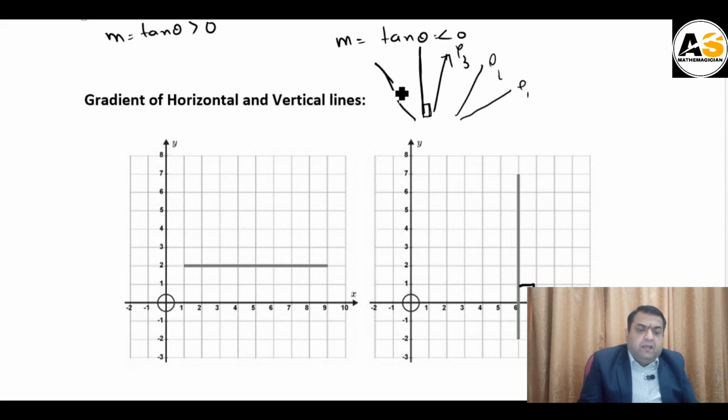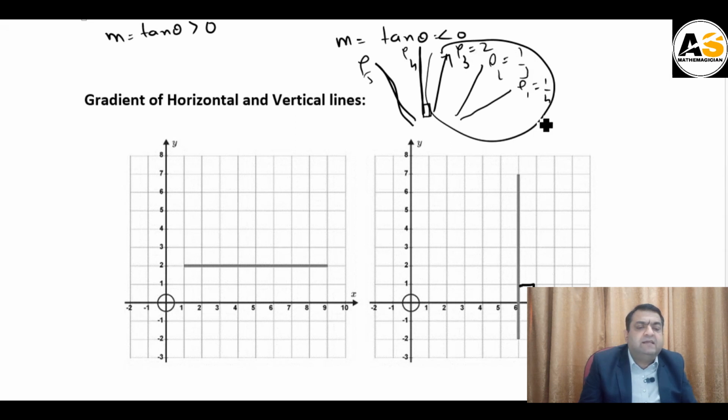Similarly, if we see this line L5, the gradient of all these three lines is positive. Suppose this one's gradient is 1 by 4, its gradient is 1 by 3, its gradient is 2. Positive, and the greatest value of the gradient is for L3. Then L4 has undefined gradient and L5 has a negative gradient. So which of the following lines has the least gradient? It is L5.